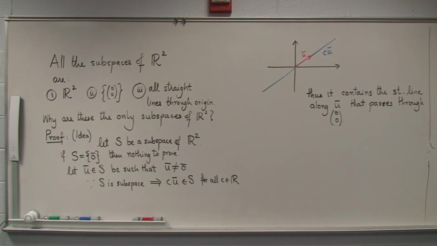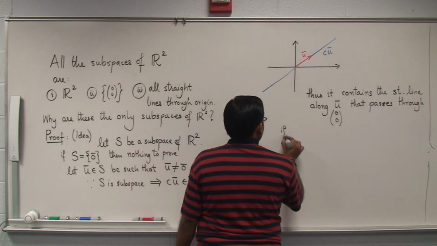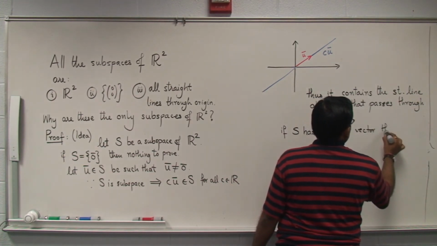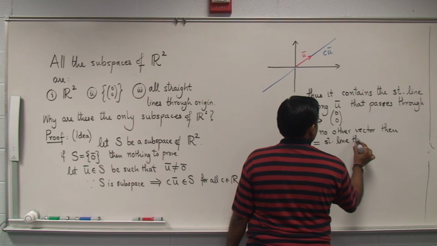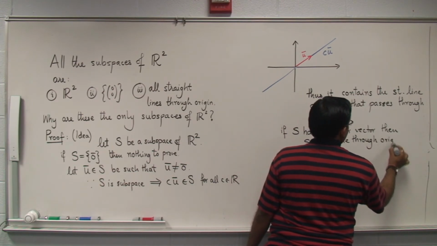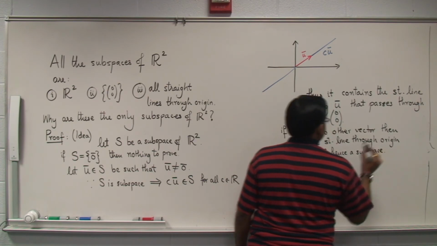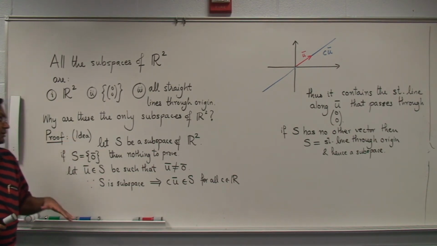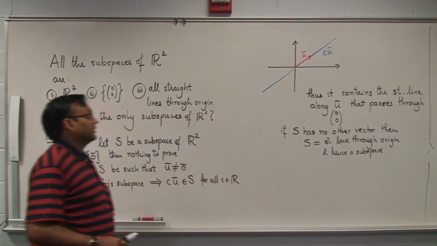It contains the straight line that passes through 0, 0. Now, if S does not have any other vector, that means this is the totality of vectors. So if S has no other vector, then S is basically a straight line through origin, and hence a subspace. We already know the straight lines through origin are subspaces. So now the real question is, if S had only the 0 vector, it was the 0 space. If S had a non-zero vector, then the entire straight line will sit inside. And if S has no other vector, then it is a straight line.